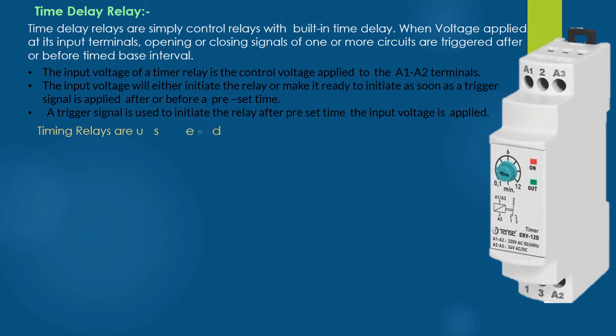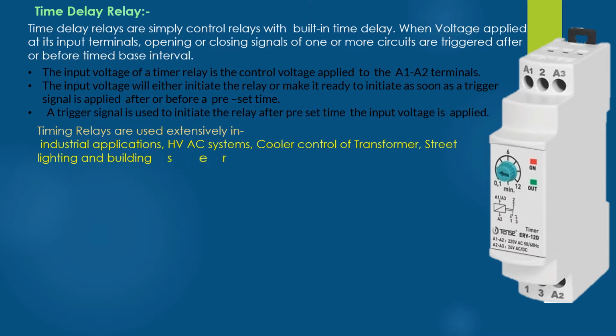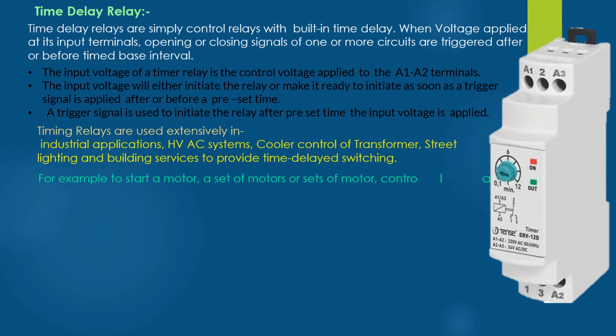Timing relays are used extensively in industrial applications, HVAC systems, cooler control of transformers, street lighting, and building services to provide time delayed switching. For example, to start a motor or sets of motors, control an electrical load, or simply to automate an action, they play a vital role in triggering logic needs.